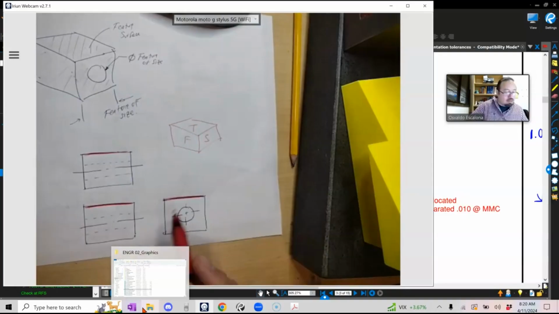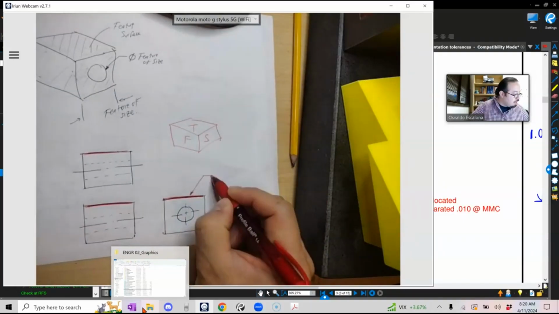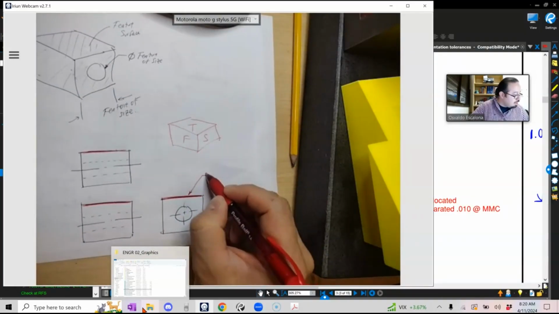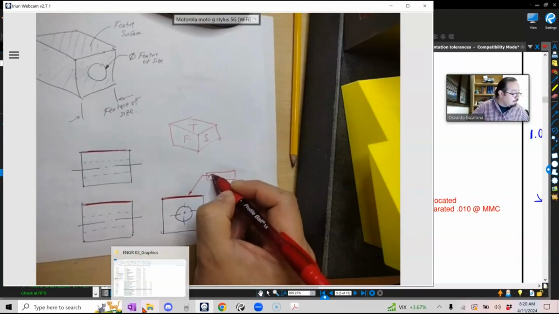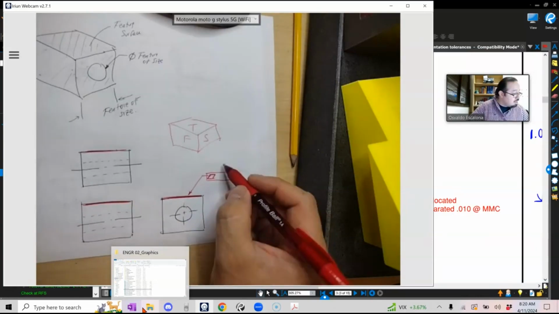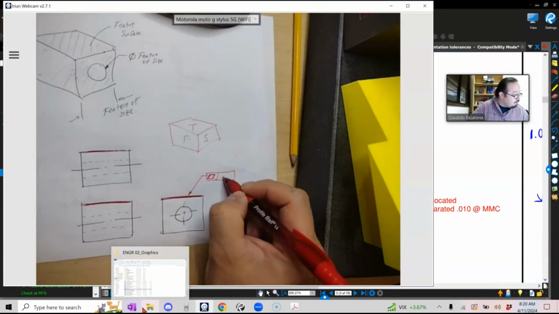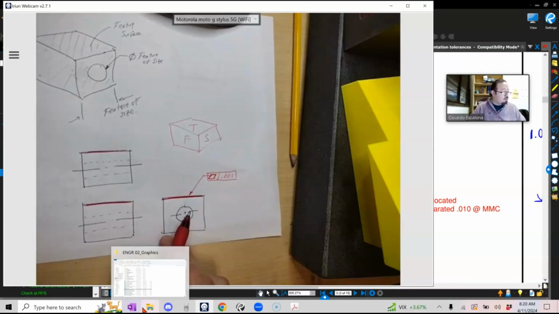The way you will call it out, you can come over here with an arrow, and you will have a box, which is my feature control frame. Then maybe I want to make this flat, right? And then you have to say, okay, how flat am I going to make it? I want to say 0.001. Okay, flat within 1,000th of an inch.